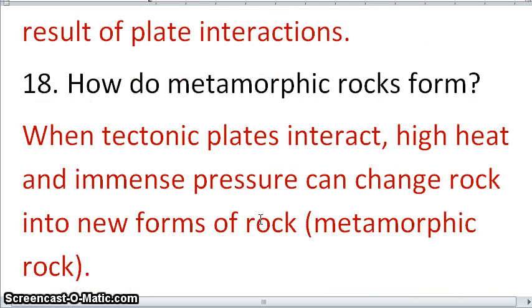Question 18. How do metamorphic rocks form? When tectonic plates interact, high heat and immense pressure can change rocks into new forms of rock, and that's metamorphic rocks. And a lot of times this happens with mountain building, and that's where we get our formation of metamorphic rocks in the rock cycle.